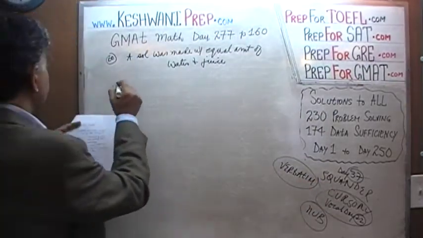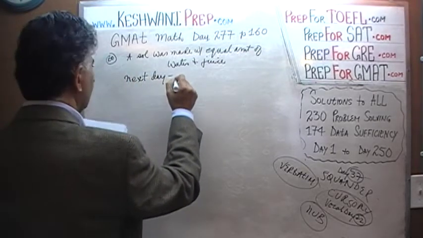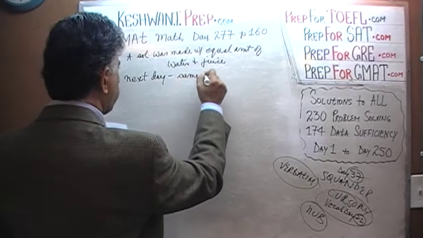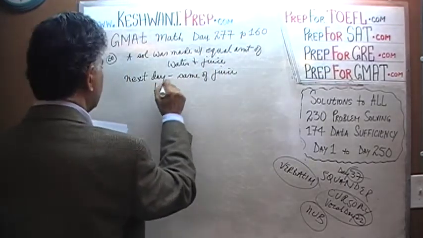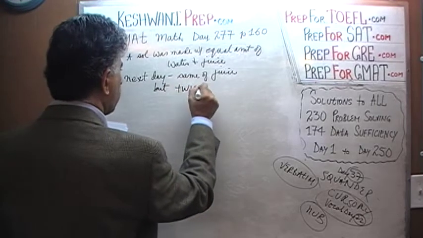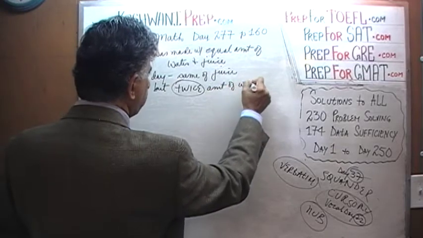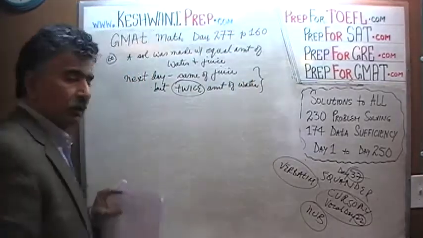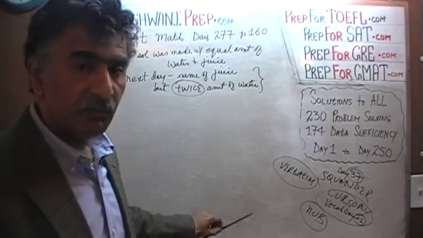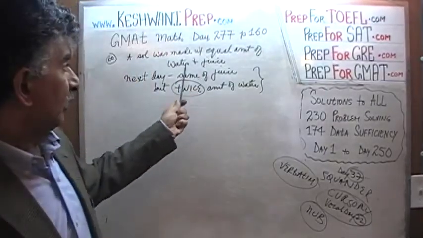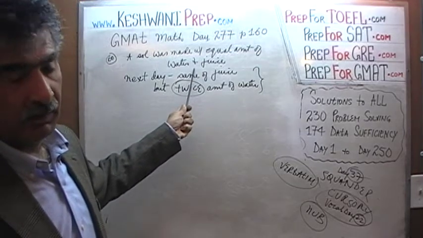Next day we are told the same amount of juice was used, but twice the amount of water. So we are making lemonade. On the first day, our lemonade was of such a nature that it was 50-50. Half of it was lemon juice, the other half was water. 50-50 was the first day that we made.